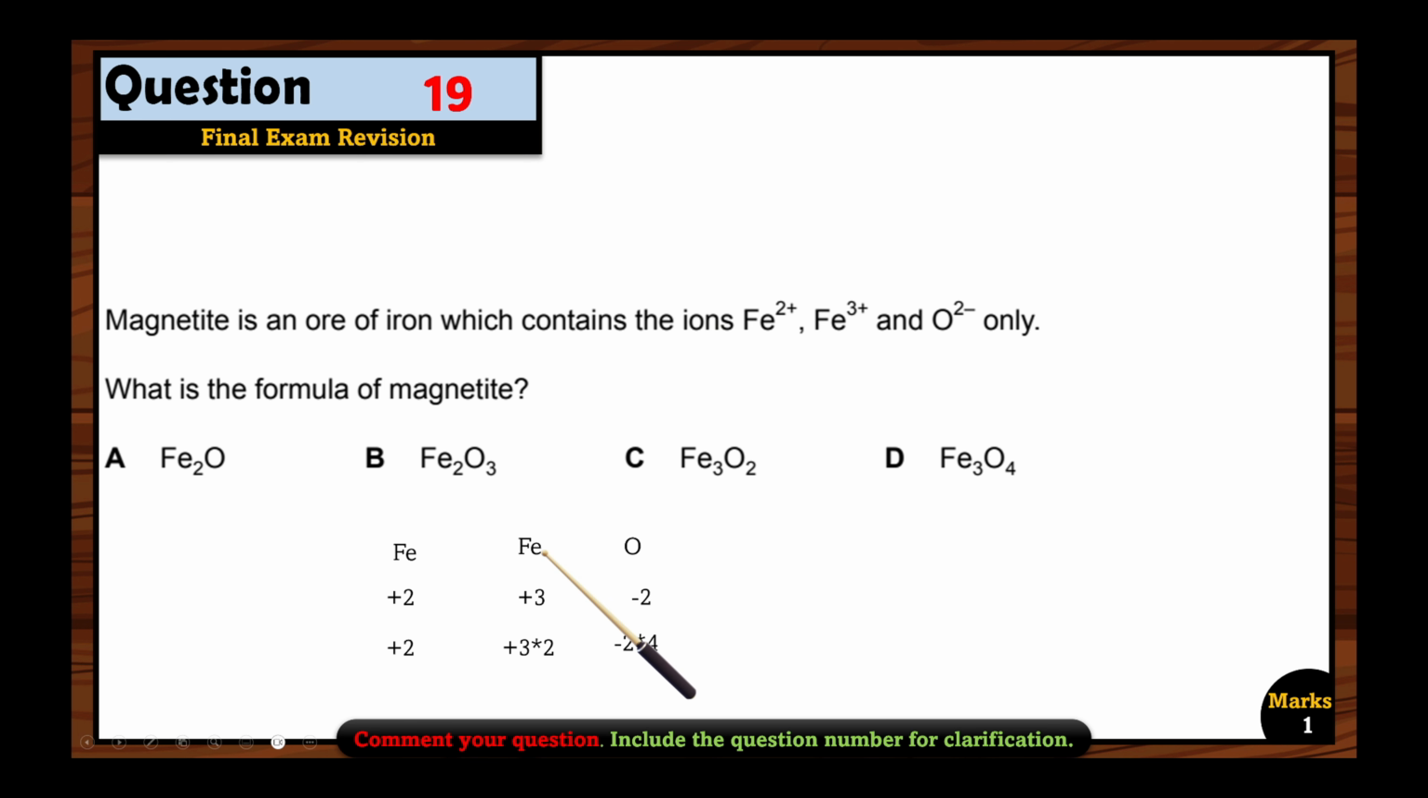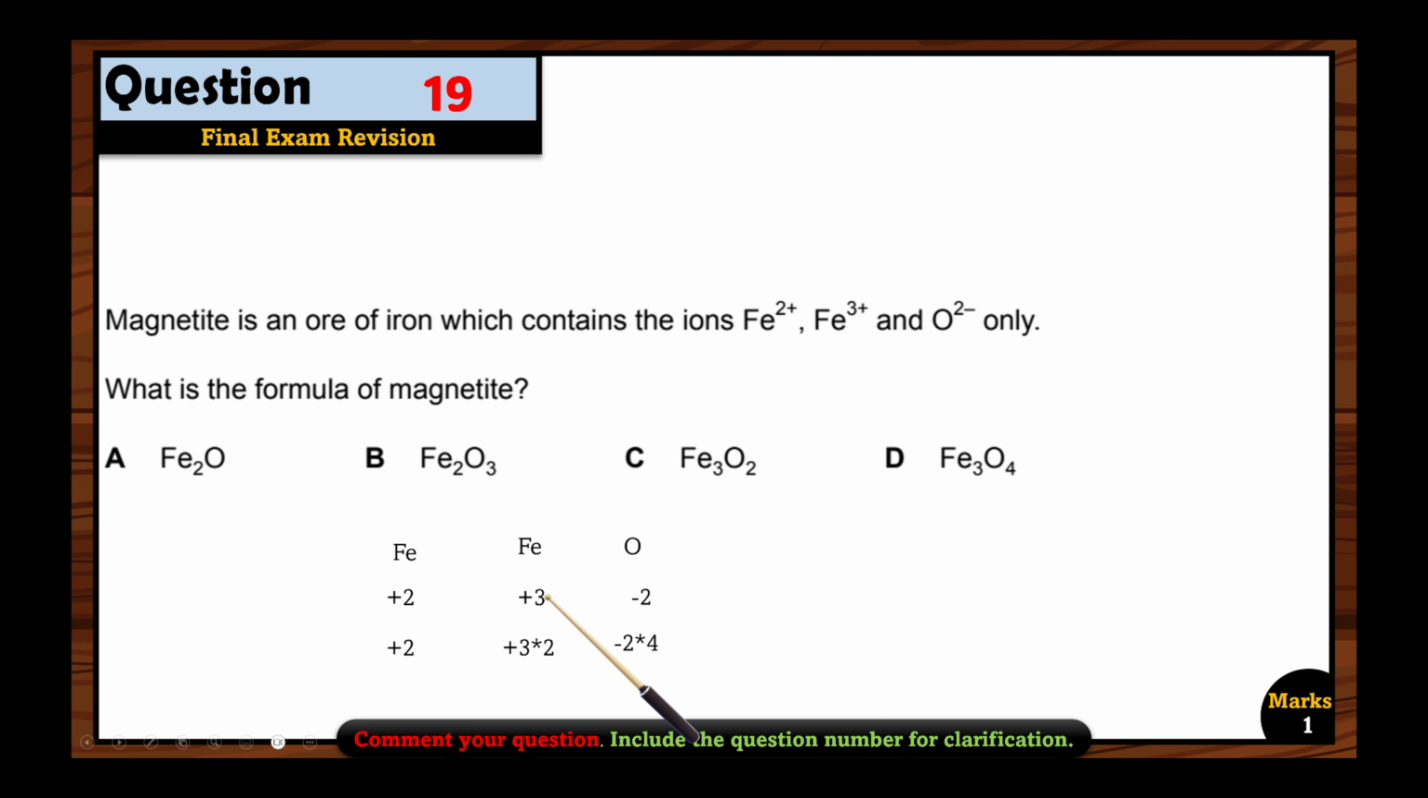So if I have one iron that has a +2 charge, the other iron has +3 charge, and then I have oxygen that has -2 charge. If I have only 2 Fe, then the total charge will be +5, but oxygen is -2, so it's not balanced, right? So how can I balance it? First of all, you have to see which one is an odd number. +3 is an odd number, so we have to make it even so that we can make the total even, right? So +3, we can make it even by multiplying with 2, right?